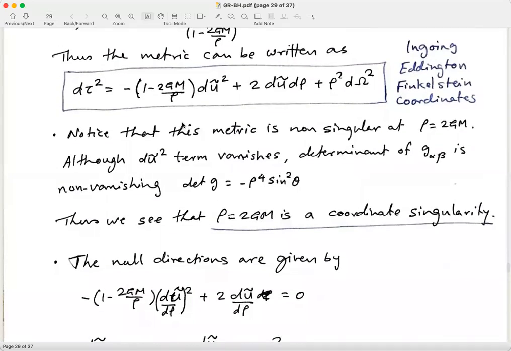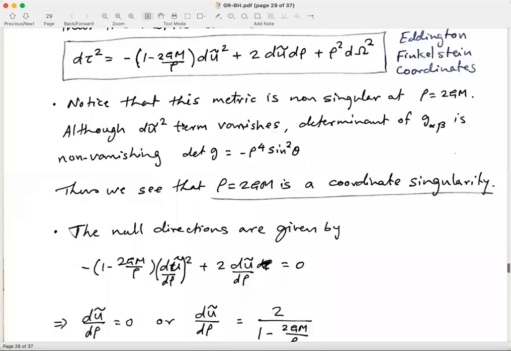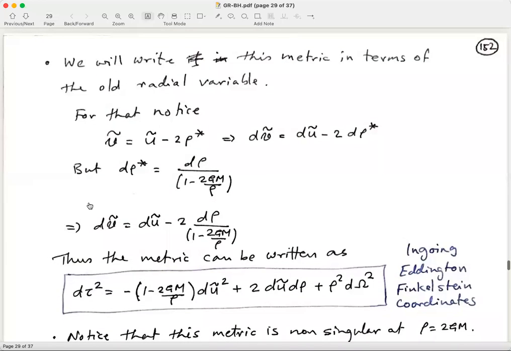There is nothing so special about doing this transformation, writing v tilde is equal to u tilde minus 2 rho star. You could have done it the other way around. Namely, you could have written down u tilde is equal to v tilde plus 2 rho star. If you do that, then you would have gotten rid of u tilde coordinates and written everything in terms of v tilde and rho star. And then you could have gotten rid of rho star in terms of rho.